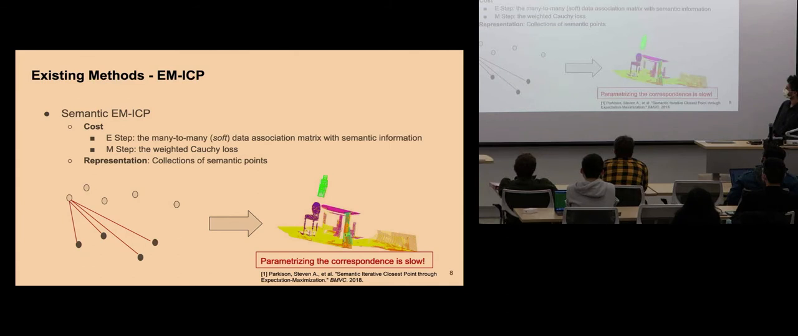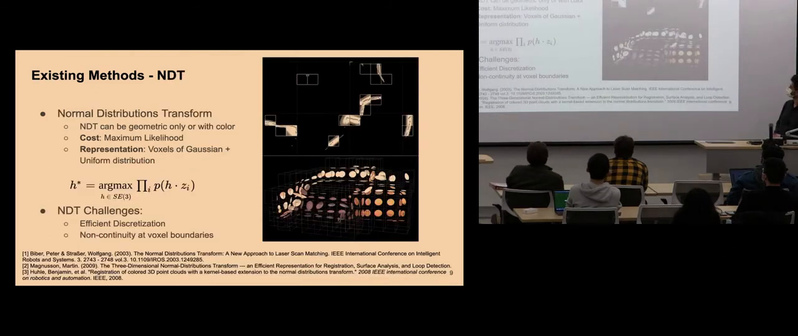EMICP differs from traditional ICP in that it treats data correspondence as a hidden variable, and then uses the EM algorithm to infer it. However, parameterizing the correspondence could take a lot of time. Normal distribution transform is another class of point cloud registration methods that works very well in practice. It represents the point clouds as voxels of Gaussian distributions. And the cost function is basically the maximum likelihood, fitting the observations of the second point cloud into the distribution of the first point cloud. However, efficient and accurate discretization is challenging.